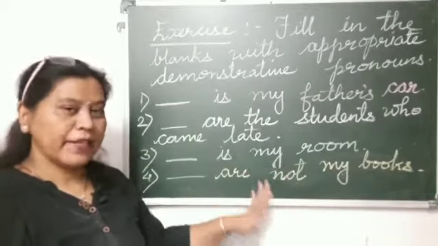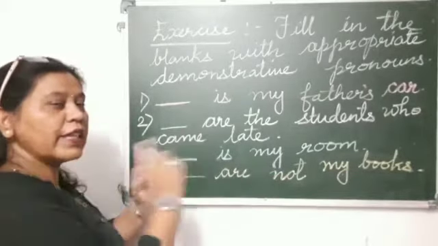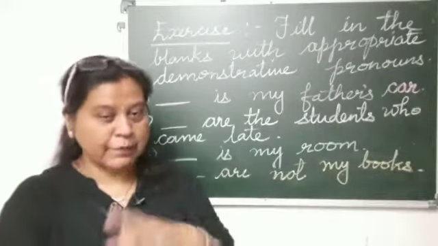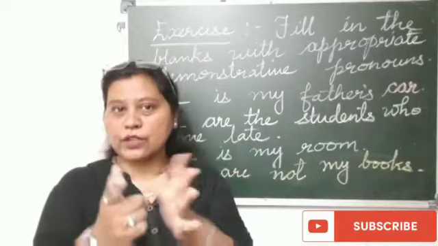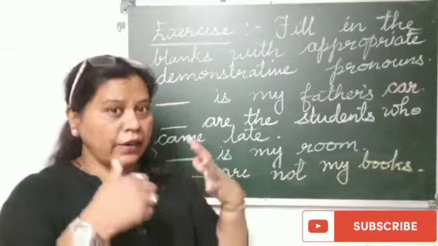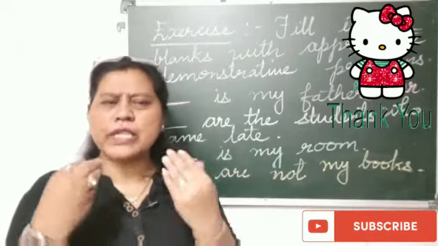The third one: dash is my room. The fourth one: dash are not my books. Understood? Please solve this exercise and drop all the answers into my comment section.